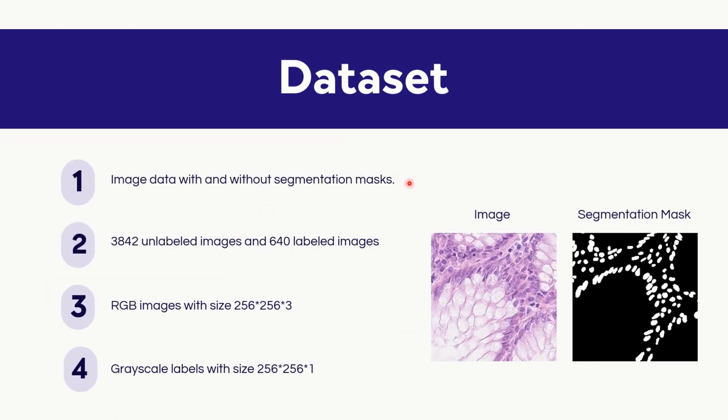So let's describe our data set first. We have our data set with and without segmentation masks. There are 3842 unlabeled images and 640 labeled images. The image looks like this, and then its corresponding segmentation mask looks like this. We are basically trying to segment out the nuclei, and all the images are RGB with 256 cross 256 cross 3 size. And the labels are grayscale with 256 cross 256 cross 1.